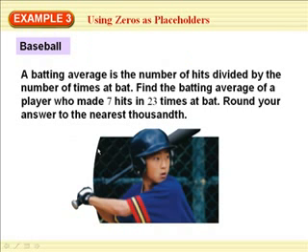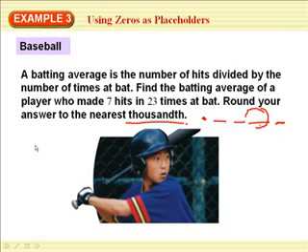So using zeros as placeholders, the batting average is the number of hits divided by the number of times at bat. Find the batting average of a player who made 7 hits in 23 times at bat. Round your answer to the nearest thousandth. Okay, this is where place value becomes important. Thousandth, remember, if this is the decimal place, that's tenths, hundredths, thousandths. So that's the number we need to round. So we have to go out 4 places so we can round to that third place.